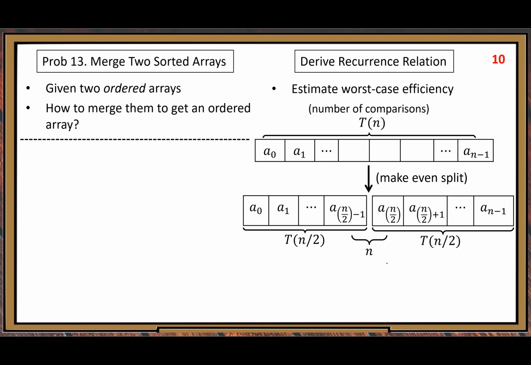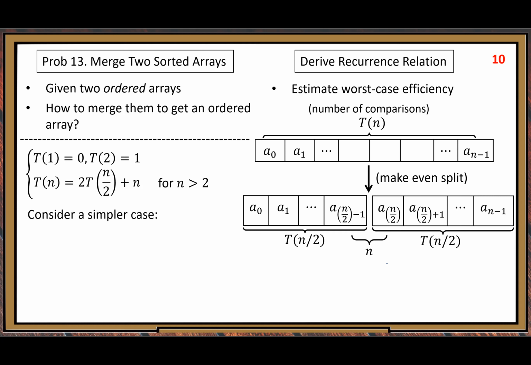Actually, based on our conclusion it is n minus 1, but here that minus 1 is not important, so we just use n. So the equation becomes this: with the base cases, the recurrence relation T of n equals 2 times T of n over 2 plus the merge step n. Now we need to solve this recurrence relation.